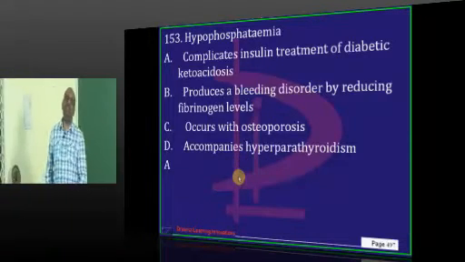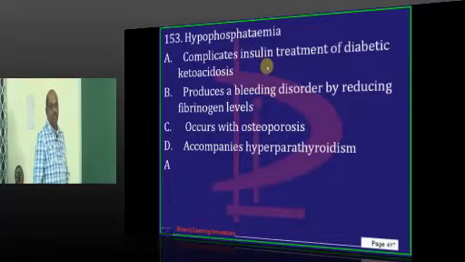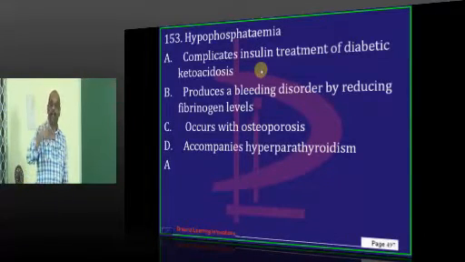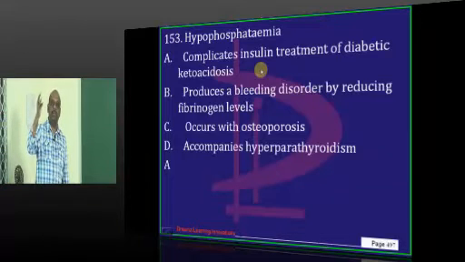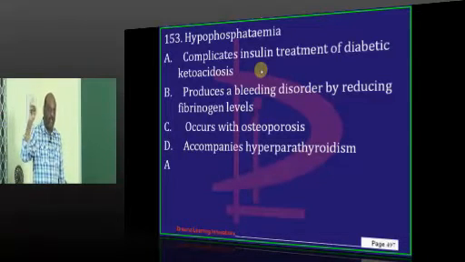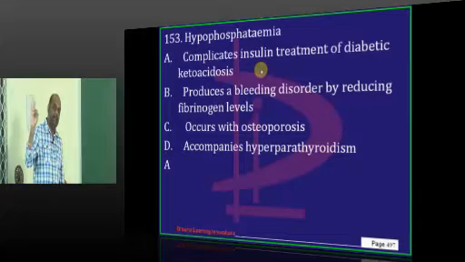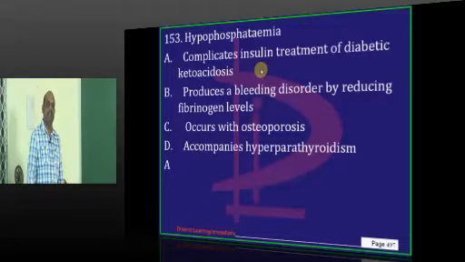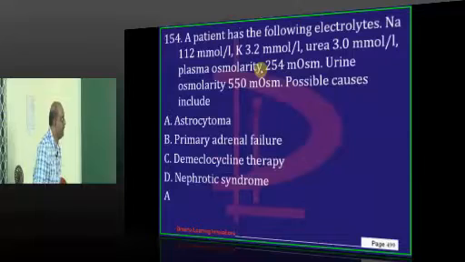Diabetic ketoacidosis, whenever you are treating with insulin, insulin can predispose to movement of phosphate into the intracellular environment. Potassium is the principal intracellular cation. Phosphate is the principal intracellular anion. So insulin will drive all these intracellular things into the intracellular place and predispose to hypophosphatemia.